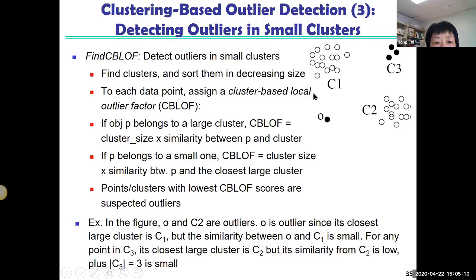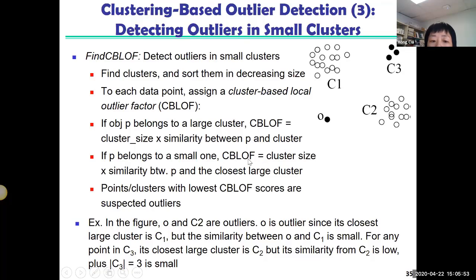The intuition is to really benefit from the observations that we just mentioned. For each data object, we assign a CBLOF score. If object P belongs to a large cluster, then this score is just the cluster size times the similarity between P and the cluster. However, if P belongs to a small cluster, then the CBLOF score is the cluster size times the similarity between P and the closest large cluster.